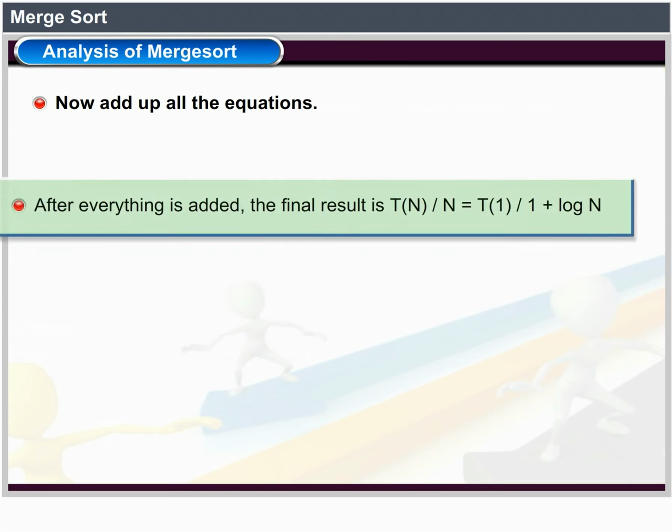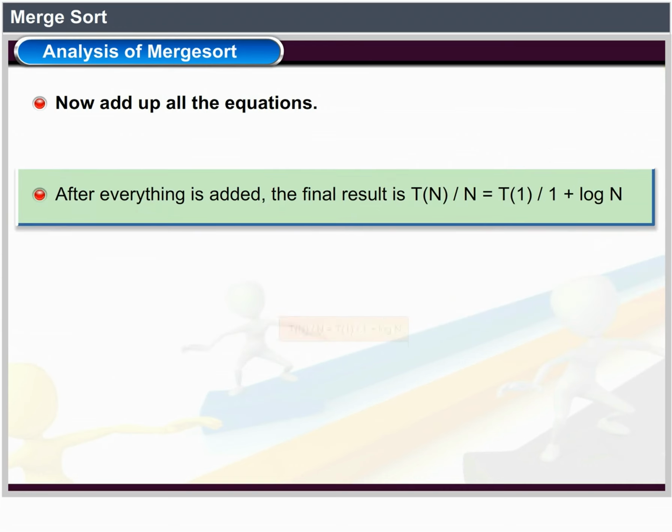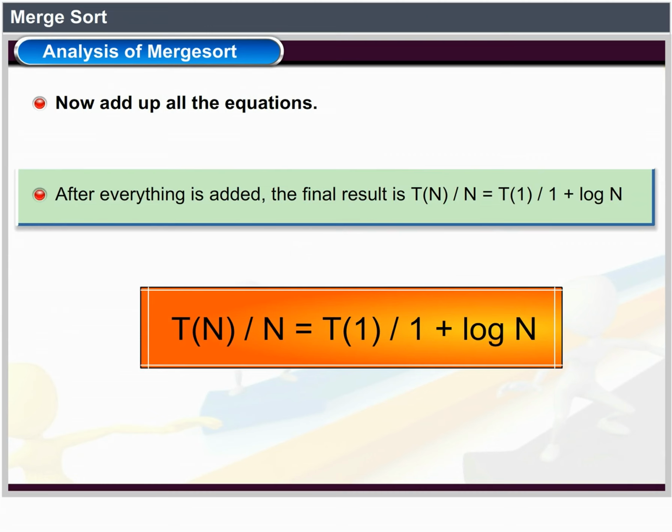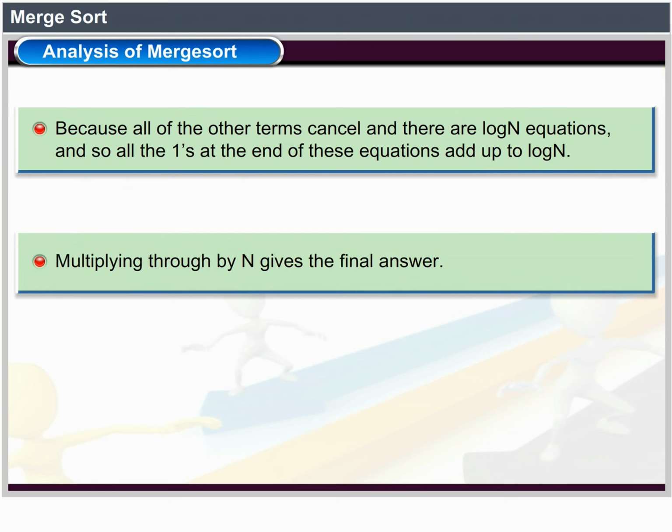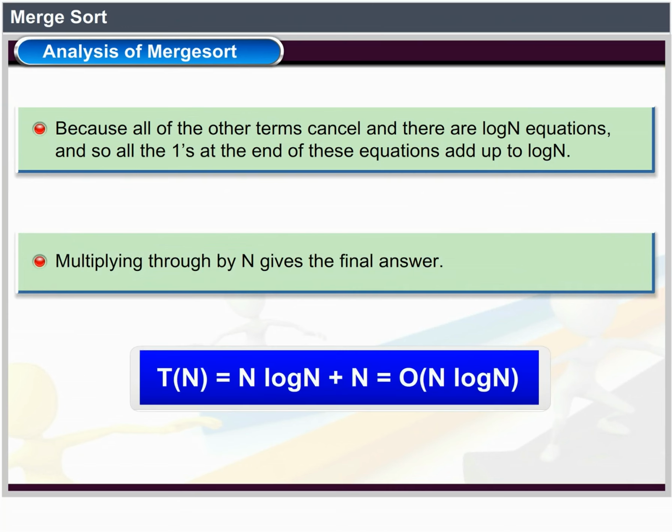After everything is added, the final result is T(n)/n = T(1)/1 + log n, because all of the other terms cancel and there are log n equations, and so all the ones at the end of these equations add up to log n. Multiplying through by n gives the final answer. T(n) = n log n + n = O(n log n).